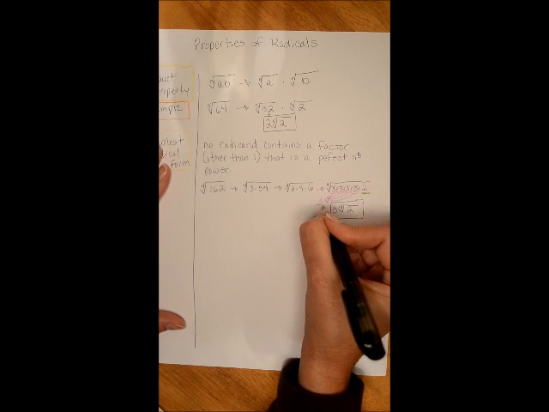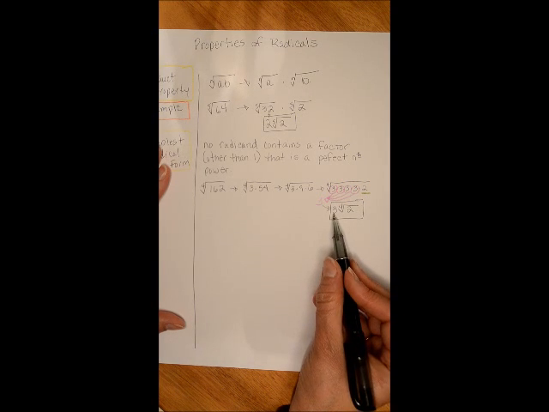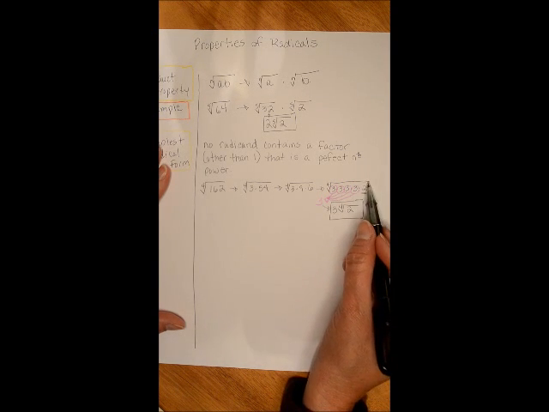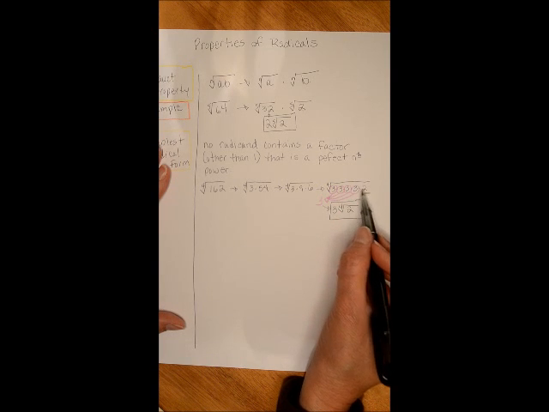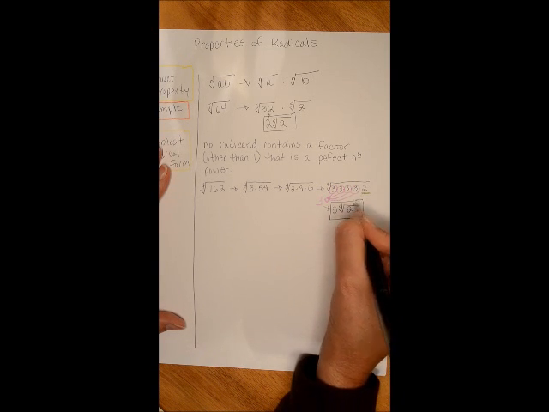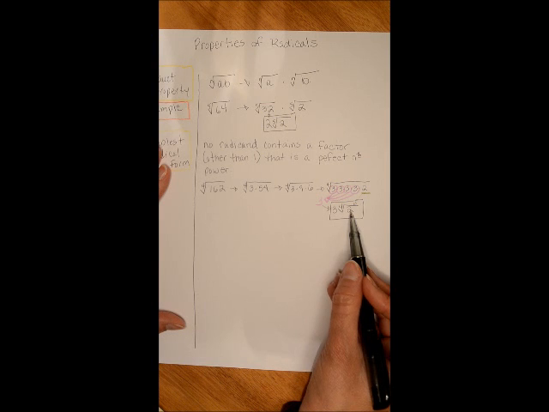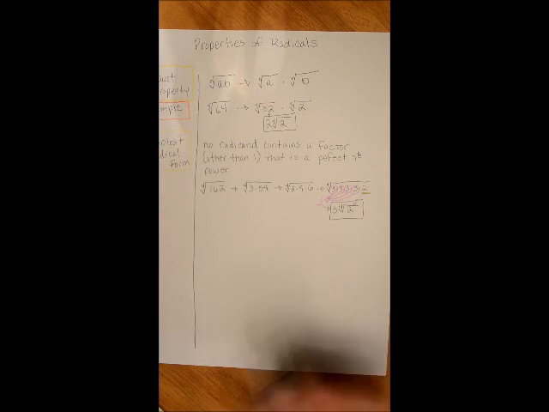If you look, here's my purple 3. It's right outside. My 2 stayed under the radical sign. It's still under there. I brought him back in. So I have 3 fourth root 2.